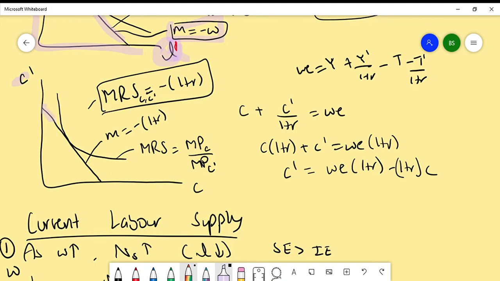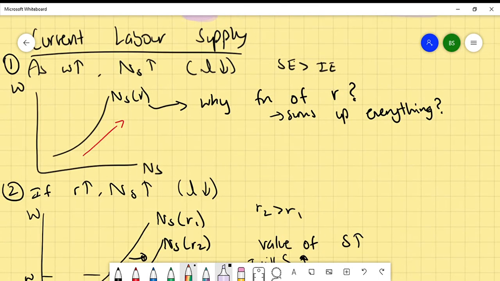Again, it's the same thing: budget line, budget constraint, indifference curve. We want the MRS, the indifference curve slope, to be equal to the marginal product of current consumption over the marginal product of future consumption. The slope of this line is -1 over R, because our total budget constraint is C plus C' over (1 plus R) equals WE. Rearranging, multiplying by 1 plus R, we did this. So our slope is -(1 plus R), and that's where they are both equal.